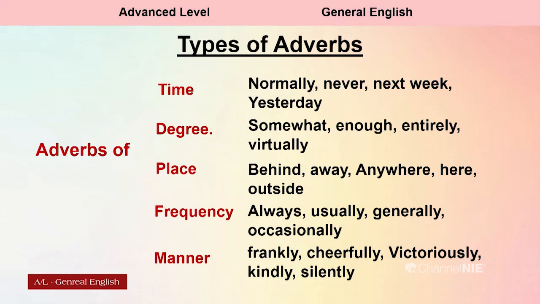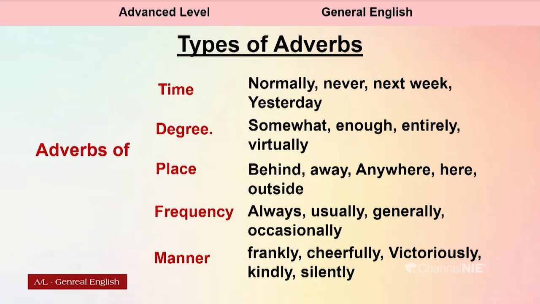So, then degree, to what extent, or the intensity, right. Somewhat, enough, entirely, virtually. Right now, can you remember completely, totally? We had those words in our examples, right. The building has been totally destroyed, completely destroyed. Place: behind, away, anywhere, here, outside. Some of these words you know as prepositions as well. So, these words of course come in different word classes. So, we can take them as adverbs at times, sometimes they are prepositions. So, do not worry. Now, behind we can take as an adverb of place as well, right.